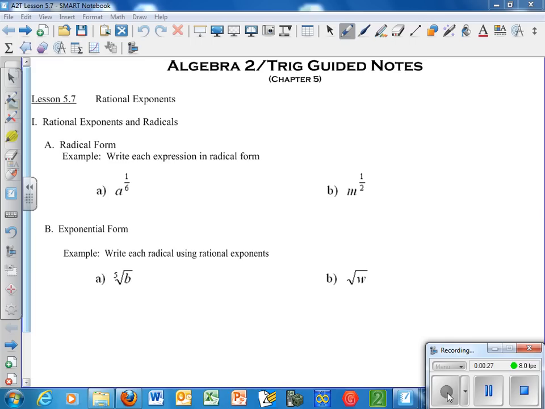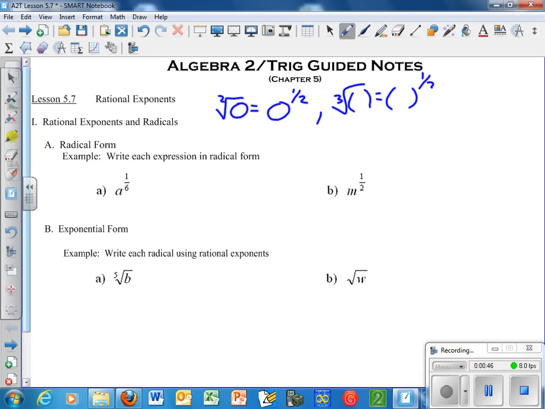If I have the square root of something, whatever's underneath there would be that to the 1/2 power, because the index on a square root is 2. If I have the cube root of something, that would be whatever's under there to the 1/3 power. The fourth root would be whatever's under there to the 1/4 power, and you could keep going. So keep that in mind as we go through these first few.